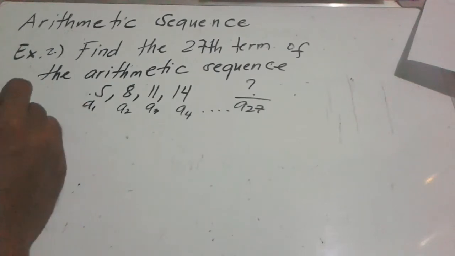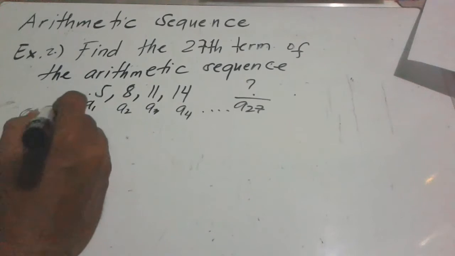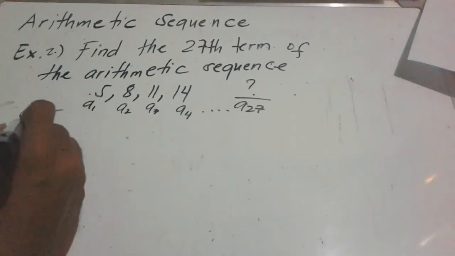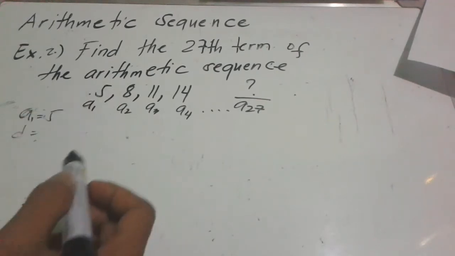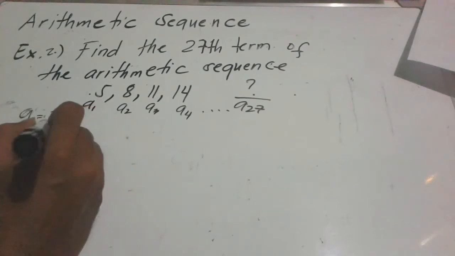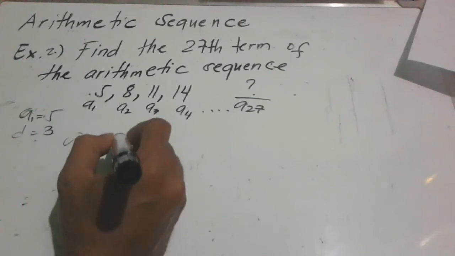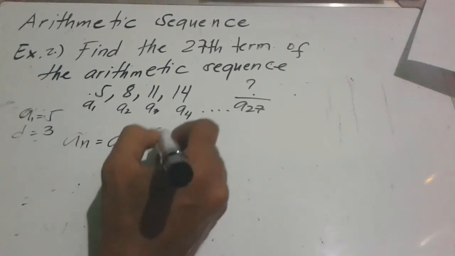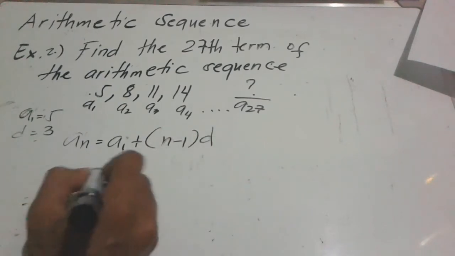So, ang first term natin ay 5. Ang common difference natin ay 8 minus 5, 3. 11 minus 8, 3. So, 3 ang common difference natin. So, formula, a sub n is equal to a sub 1 plus quantity n minus 1, then times common difference.